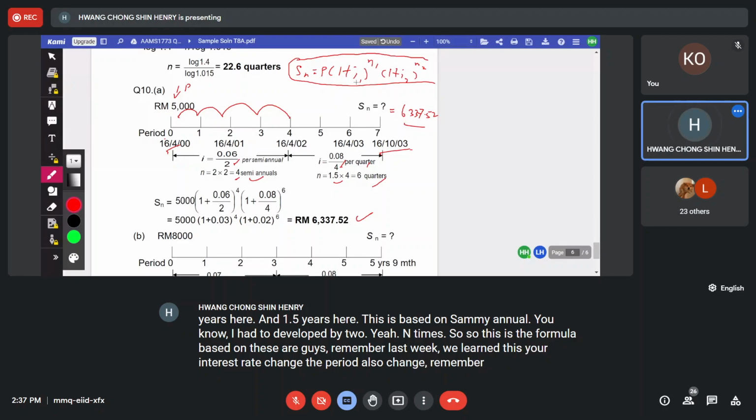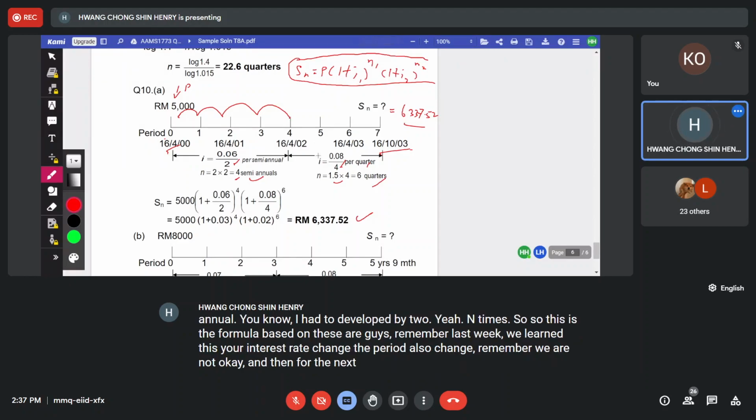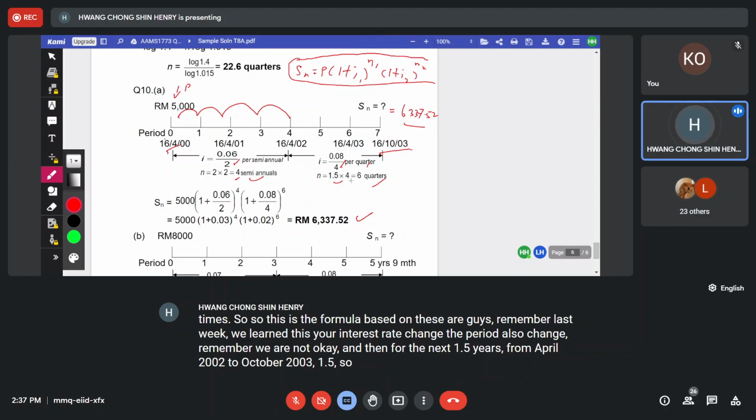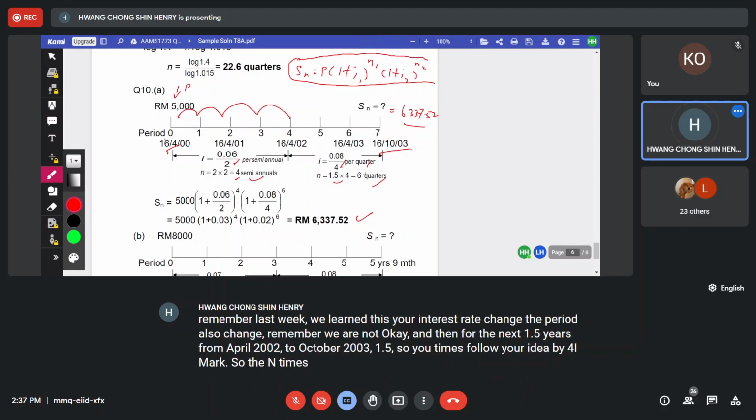See your notes. Okay, and then for the next 1.5 years, from April 2002 to October 2003, 1.5. So you times 4, your I divided by 4, right, per quarter. So the N times 4, 6 quarters. So this is the formula. Okay?